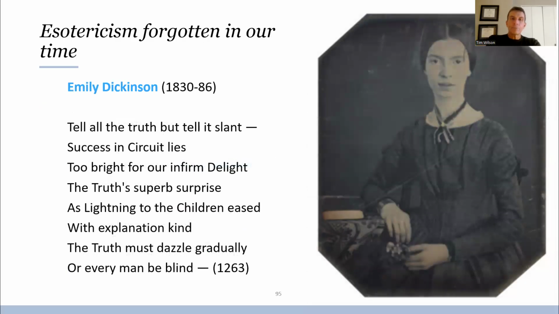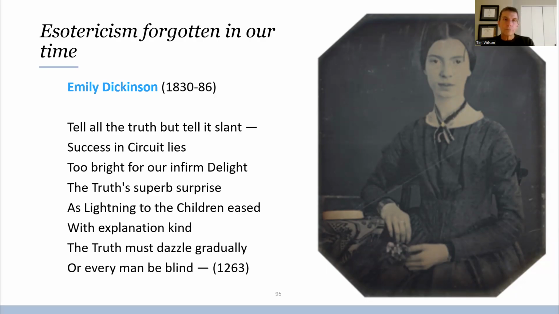And inspired by another one of my friends, when I talked about esotericism to one of my friends, he pointed out this poem by Emily Dickinson, and I thought it would be a fitting way to close off this series of lectures on esoteric literature. So this is Emily Dickinson.